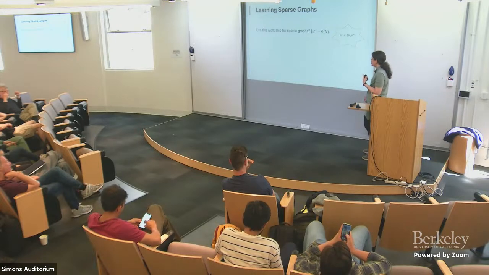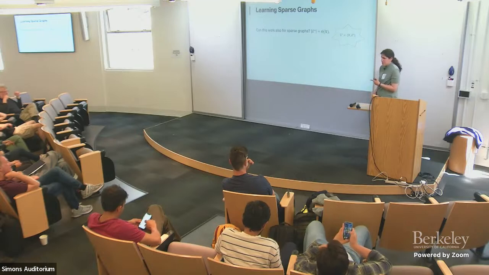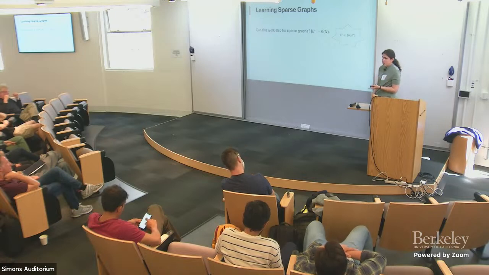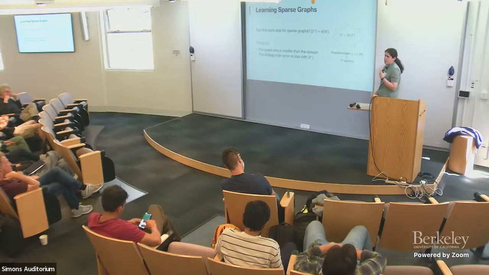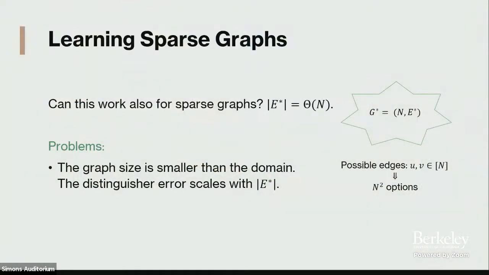In this case, would it work for a sparse graph? In a sparse graph, the total number of edges is about n, not n squared. So first of all, in the case of a sparse graph, if my distinguisher receives a random edge, the error scales with the number of edges in the graph. So this means our error is something like not epsilon n squared, but epsilon n. This can be a problem because the normal boosting algorithm would just give us an n squared error.